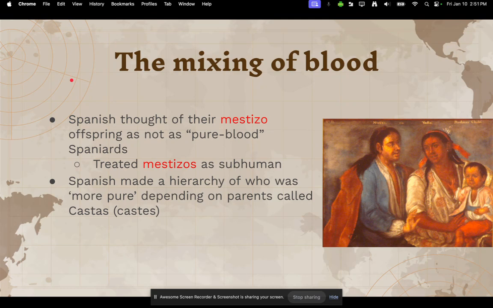So the Spanish thought of their mestizo offspring as not pure blood Spaniards. They would treat their mestizo offspring as subhuman or not as human. The Spanish even made a hierarchy of who's more pure blood, depending on parents, and this hierarchy was called castas, or castes.